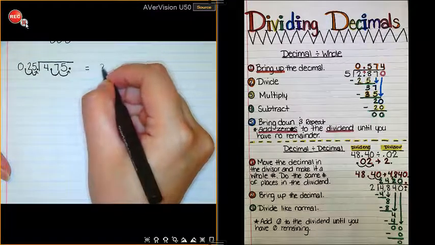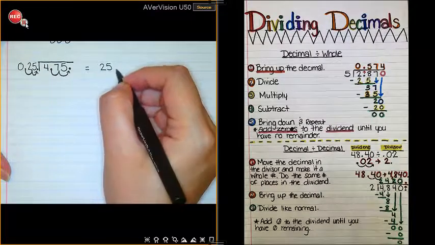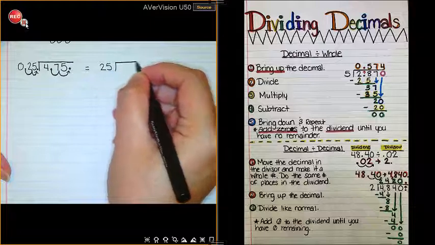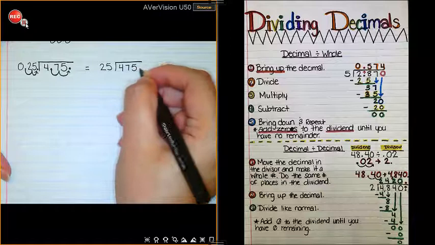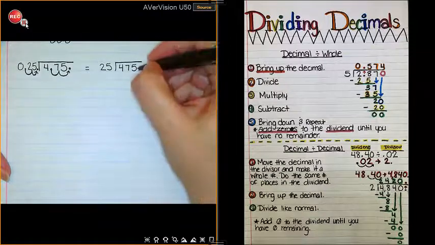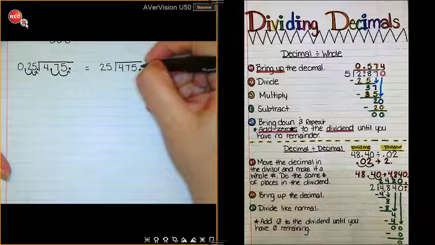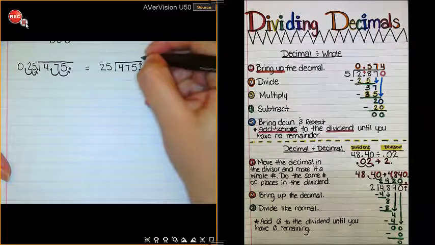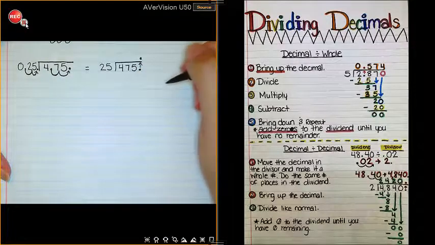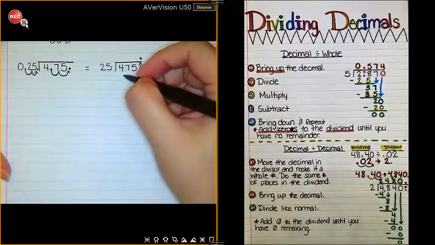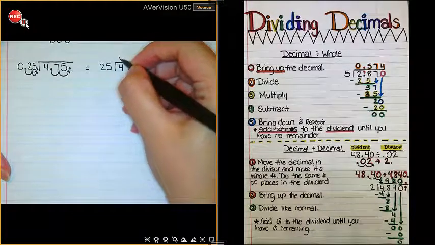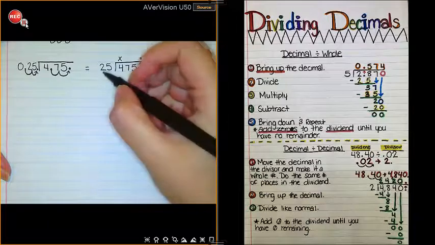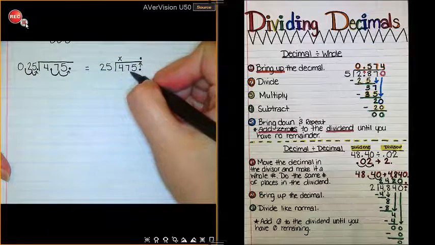So we have 25 on the outside as our divisor. And on the inside of the house, we're going to have 475. And let's go ahead and put our decimal point there. And then you follow the same steps. Bring up the decimal and begin dividing. How many times can 25 go into 4? It cannot. So how many times can 25 go into 47?